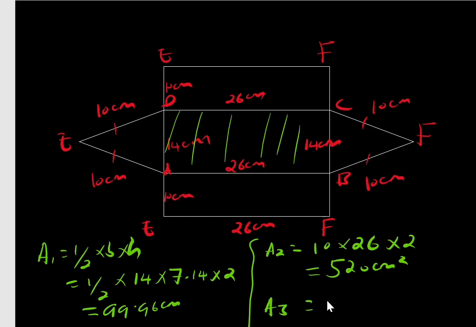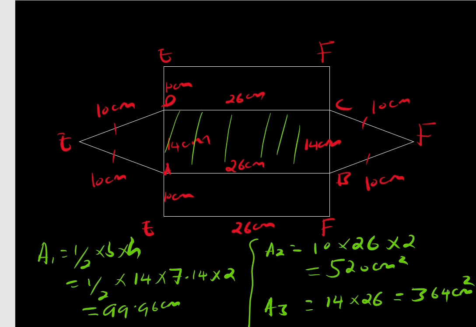Then finally area 3, the area of the base rectangle, will be 14 times 26 because it's length times width. When we multiply 14 times 26, the answer is 364 centimeters squared.